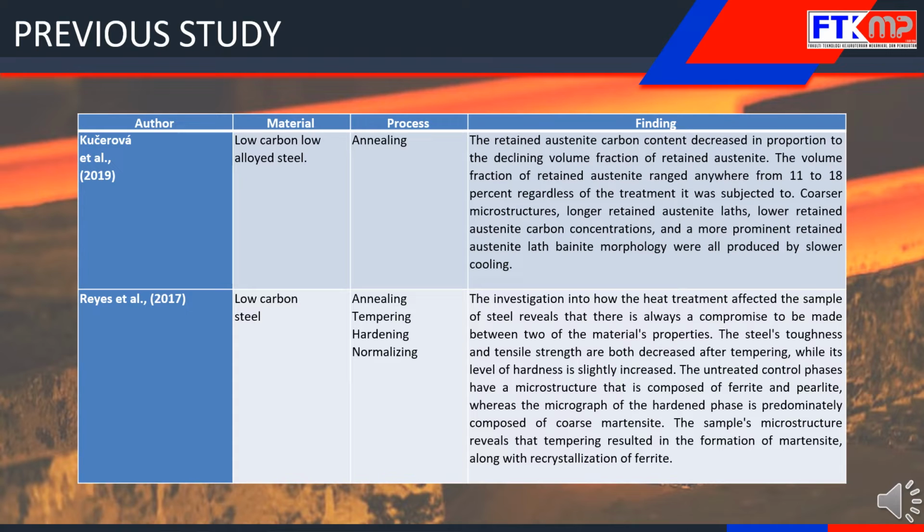This is the finding from previous research that used the same material, low carbon steel, but varied in the type of heat treatment used. As an example, from the article by Reyes, the steel toughness and tensile strength are both decreased after tempering, while its level of hardness is slightly increased. The sample microstructure reveals that tempering results in the formation of martensite along with recrystallization of ferrite.